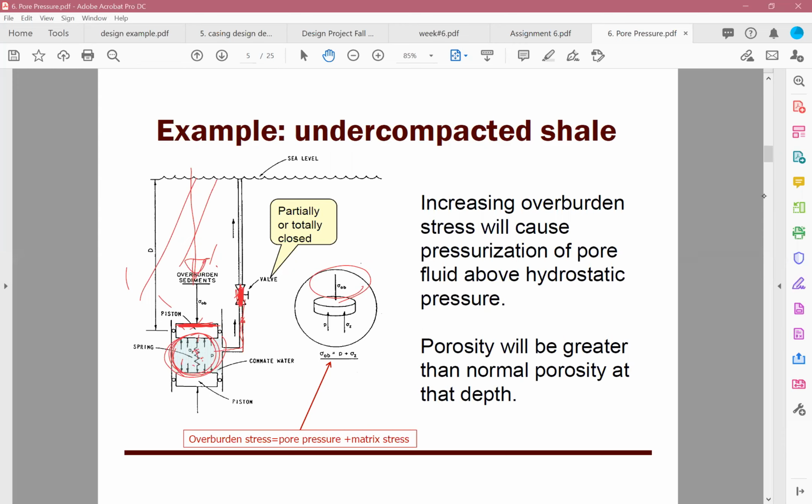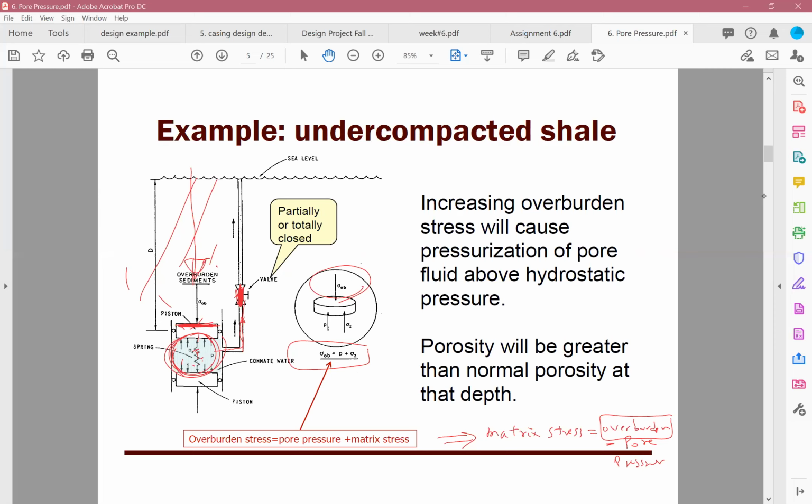Okay. Now, I don't like this equation here. You see an equation here. It's called overburden stress is equal to pore pressure plus matrix stress. I like to write it another way and say the matrix stress, which I will define for you, is equal to overburden stress minus pore pressure. It's the same equation. I just changed the way I write it. Okay. Why? Because overburden pressure or stress is kind of defined. It has a physical meaning, okay?